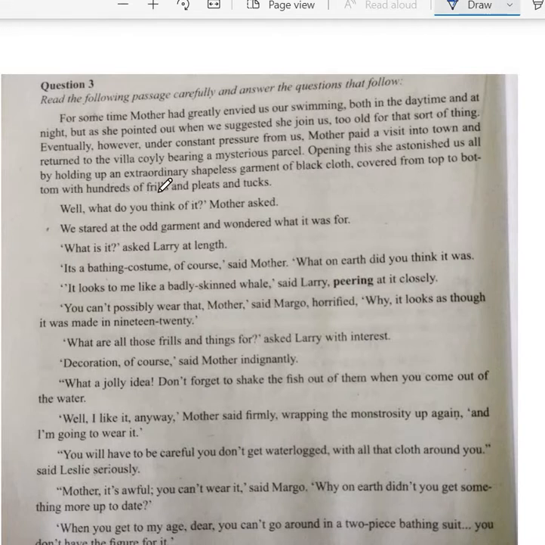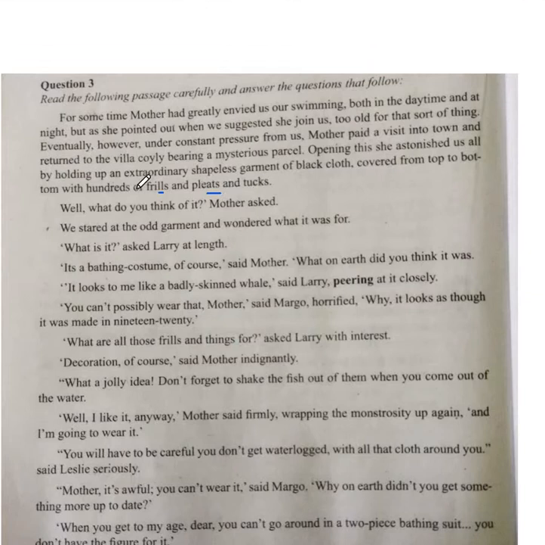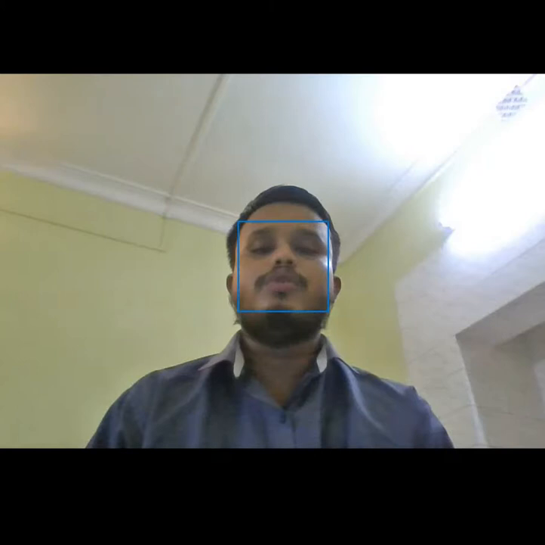Suppose you don't know the meaning of frills, or pleats. Here you will see that it is covered from top to bottom with hundreds of frills and pleats and tucks. It means something, because here it has been said of a garment, and when these words are said, it seems that these are something which is sewed or stuck on the garment. In this way you will have to find out the meaning.